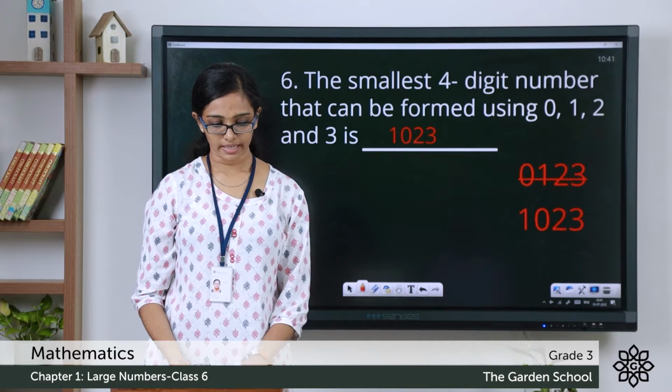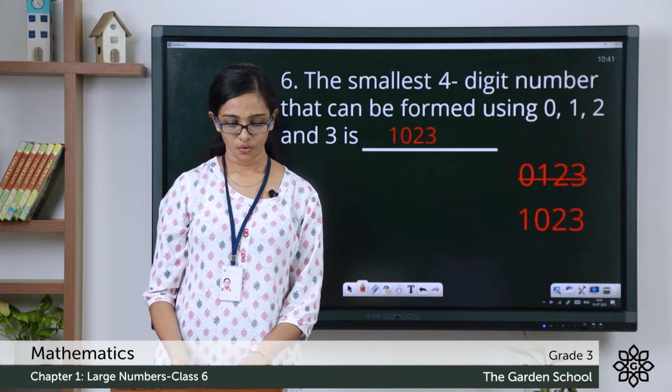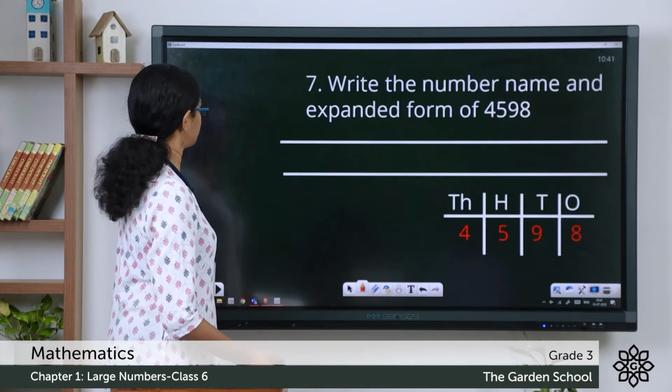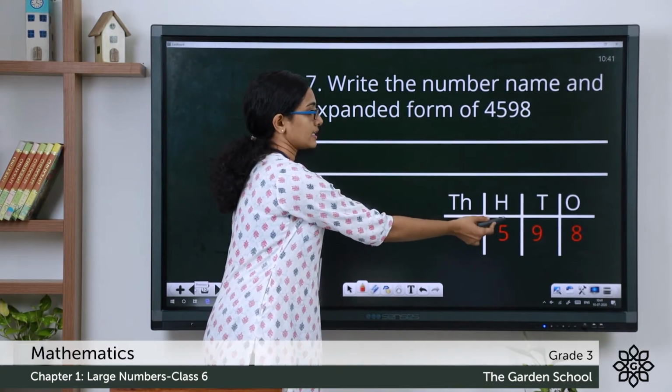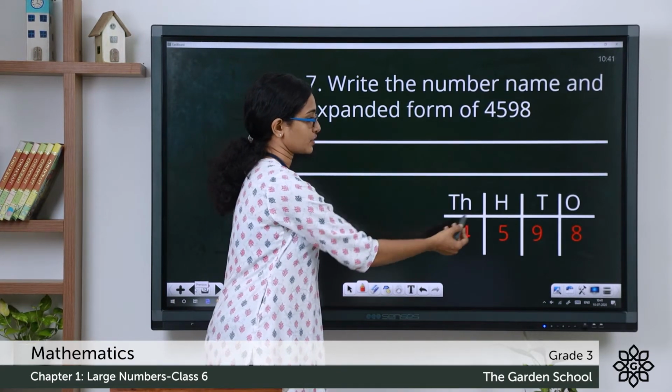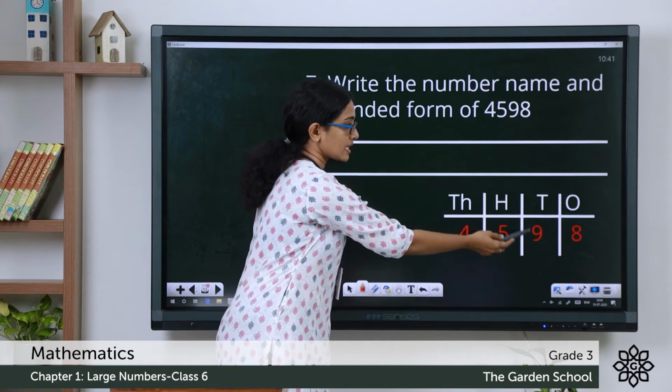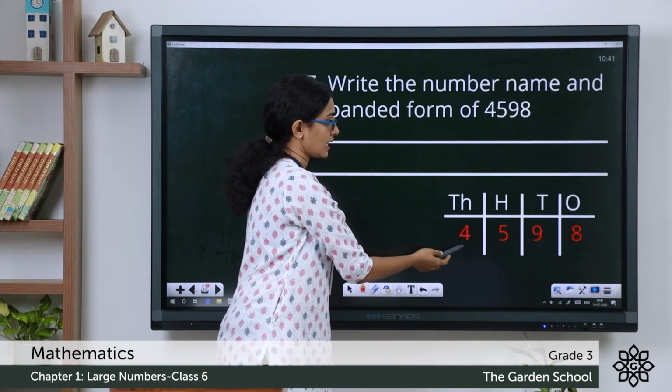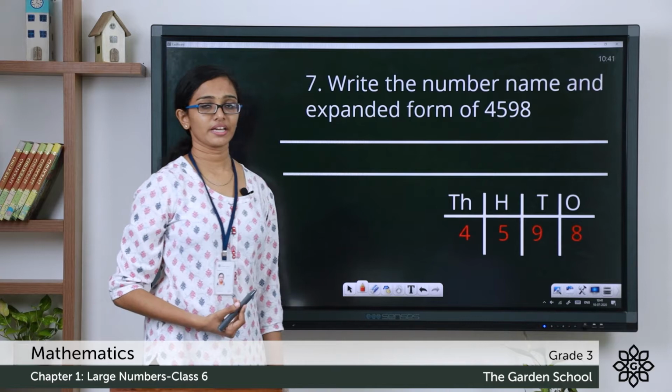Write the number name and expanded form of 4598. So 4598 in the place value chart is written like this. 8 ones, 9 tens, 5 hundreds and 4 thousands. These are the place values.